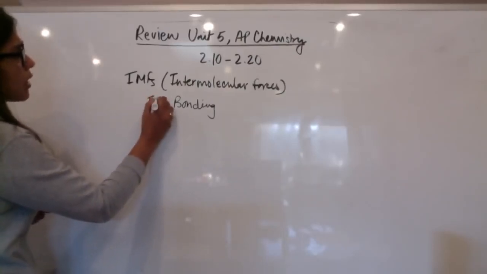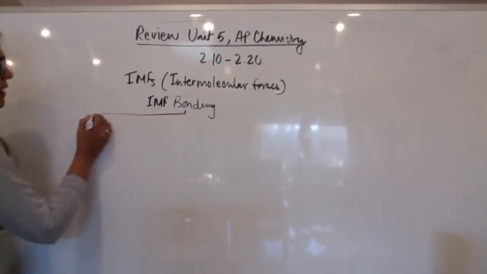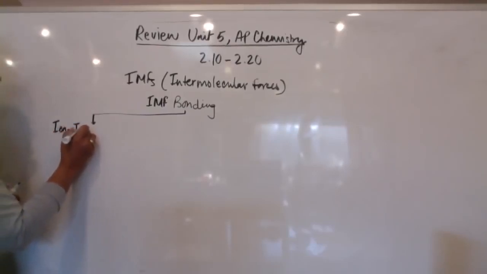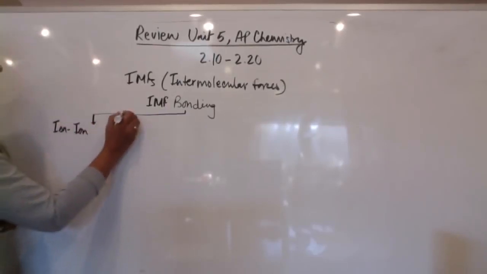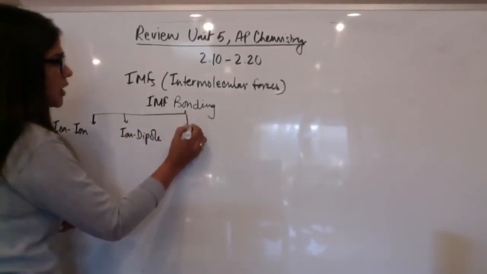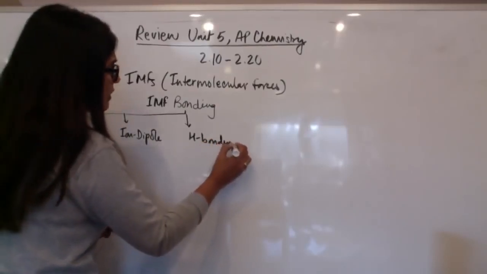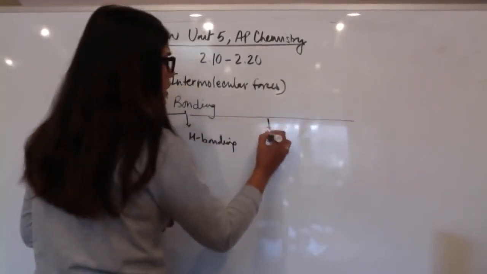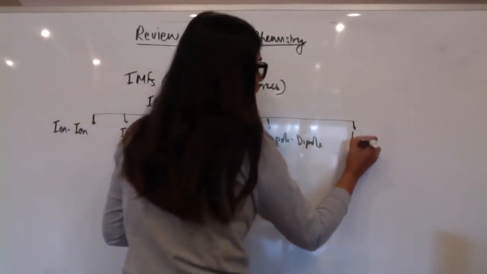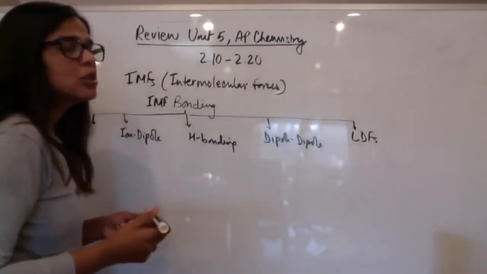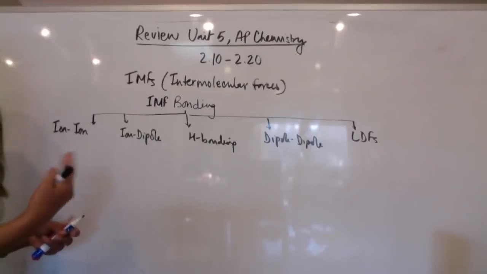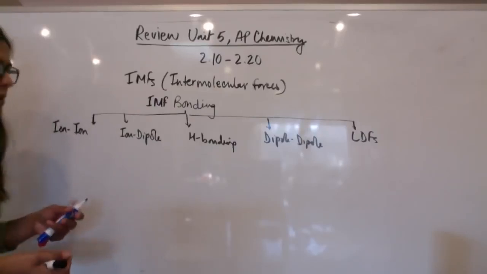So when we talk about IMFs, we are talking about ion, which really is the ionic bond, right? We are talking about ion dipole. We are talking about hydrogen bonding. We are talking about dipole, and we are talking about London dispersion forces. These are what's happening at the micro level, and then we'll talk about its macro impact. So what properties are impacted by this?